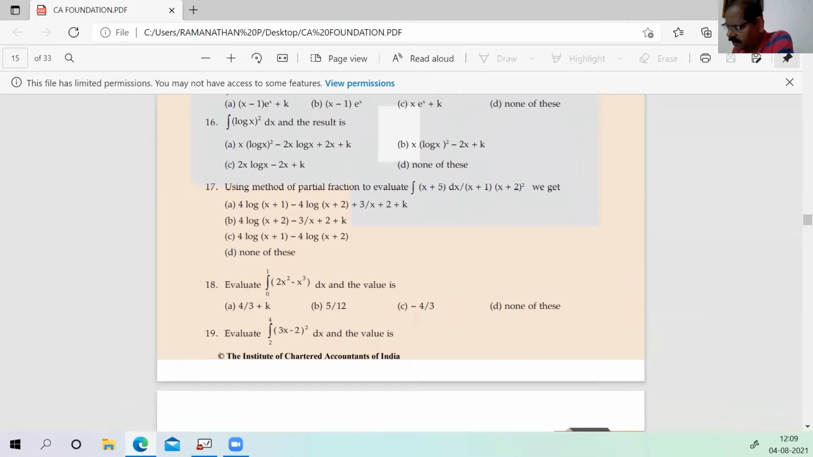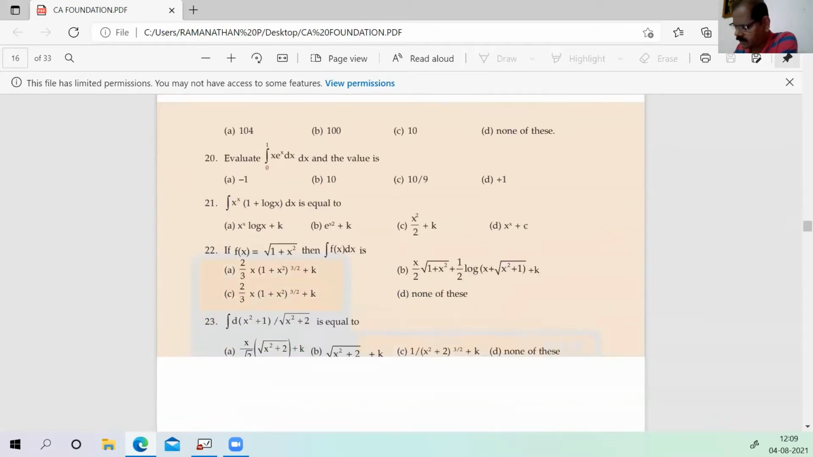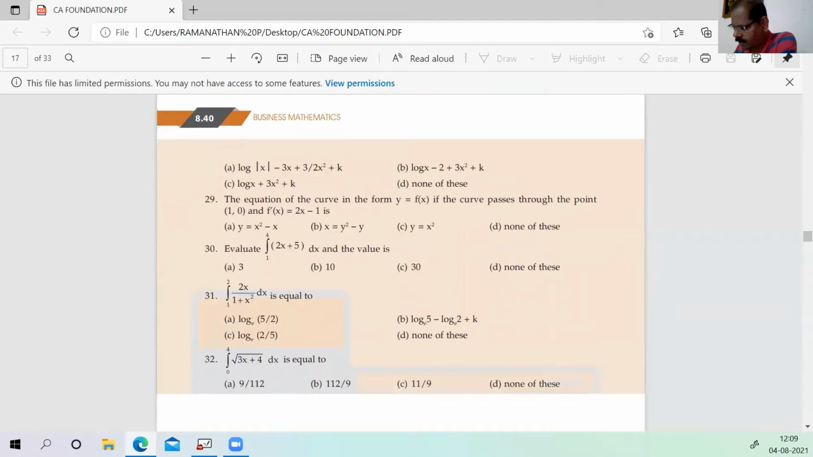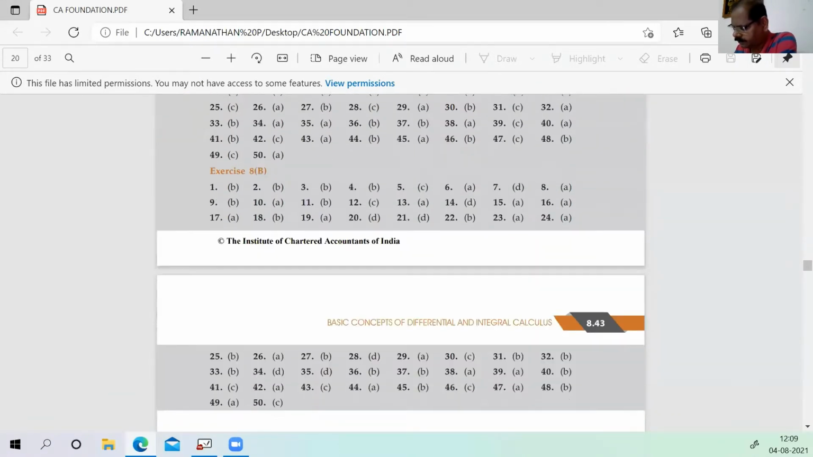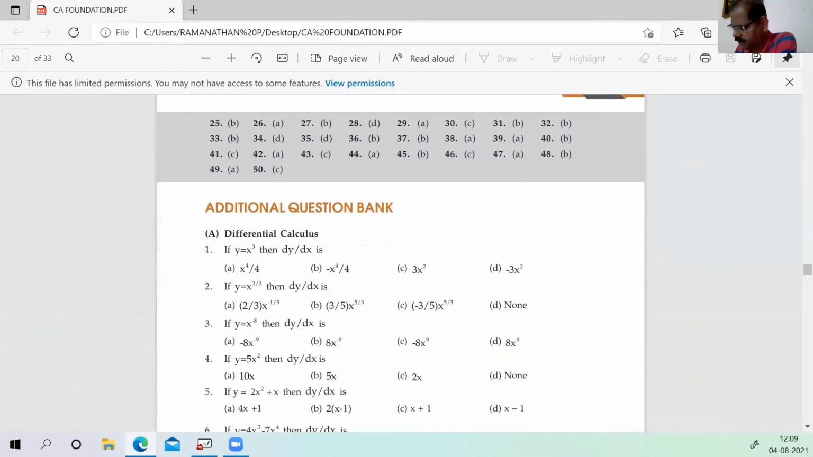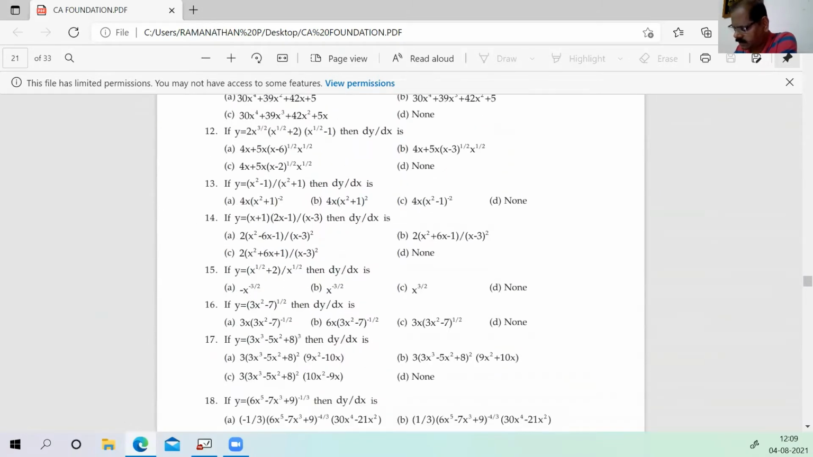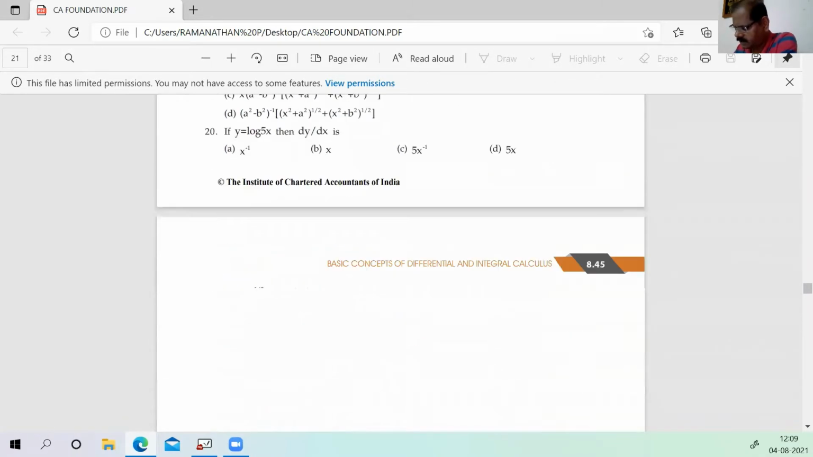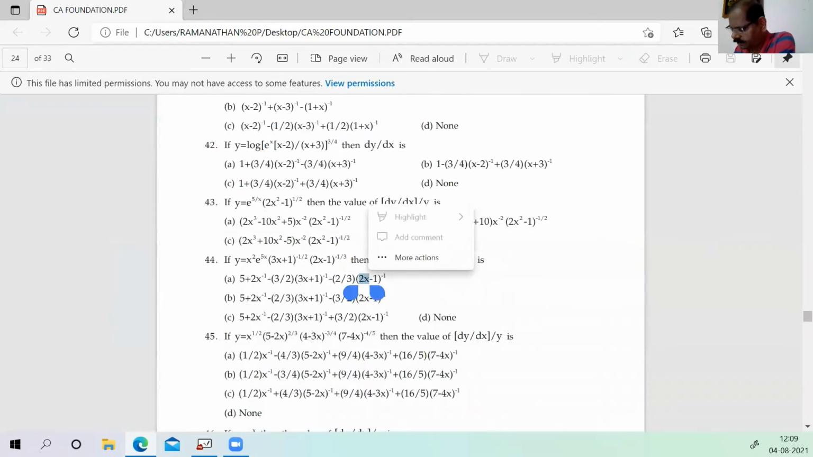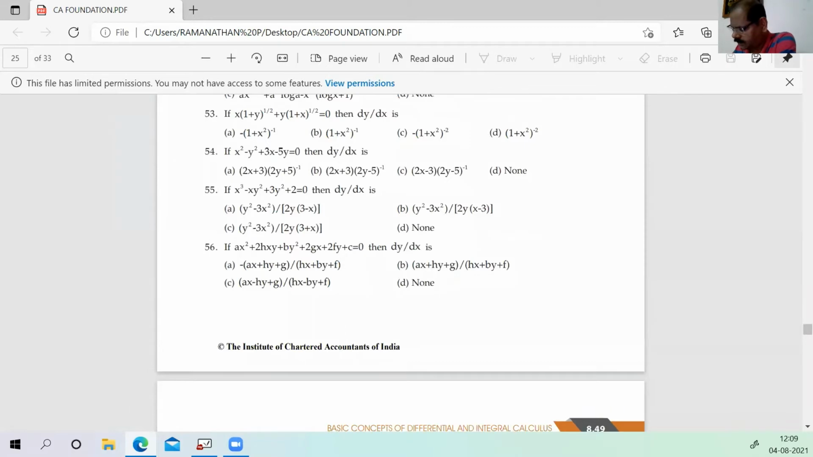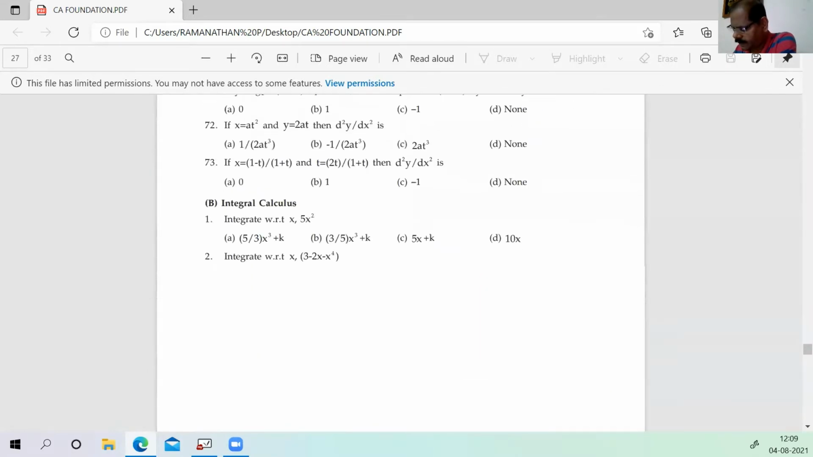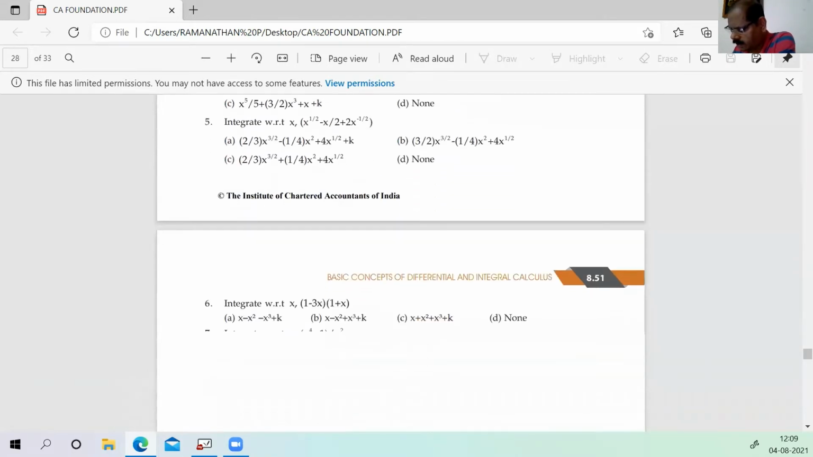So 17 onwards are all from the partial fraction method. So let us see if there is any problem in the additional questions. This is the additional question bank. So these are all differentiation. After that, this is from integration.